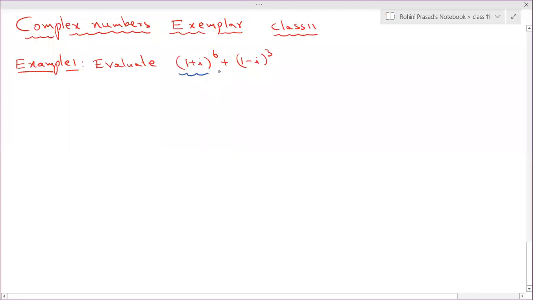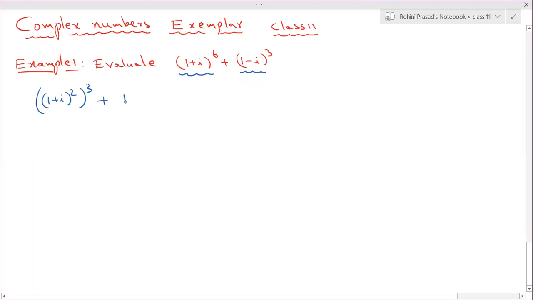So to calculate the value of (1 + i)^6 into plus (1 + i)^3, let us write this (1 + i)^6 as ((1 + i)^2)^3. And for this we have a direct formula, so we can write that expansion.